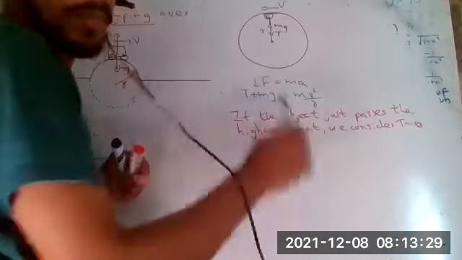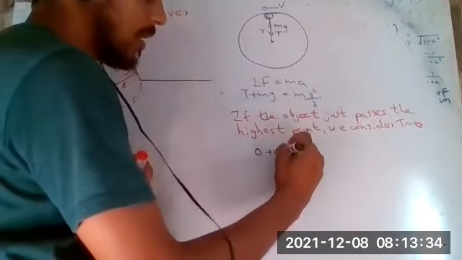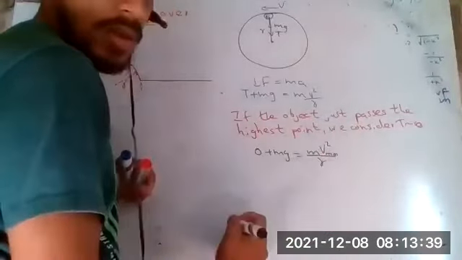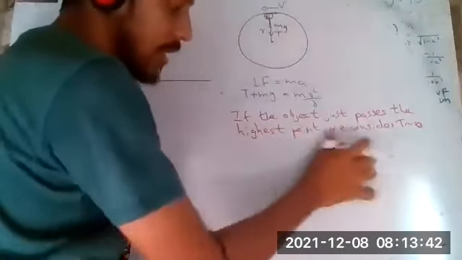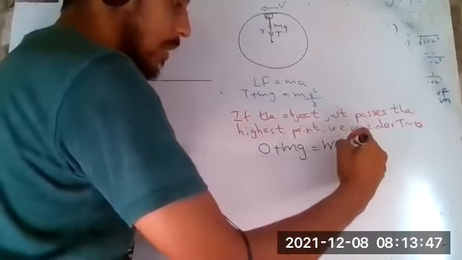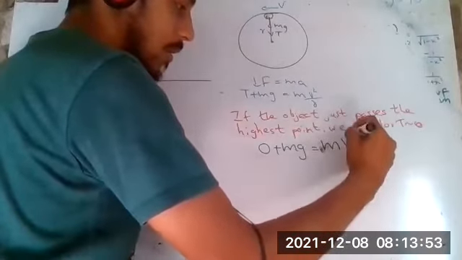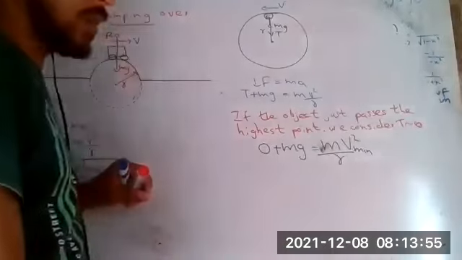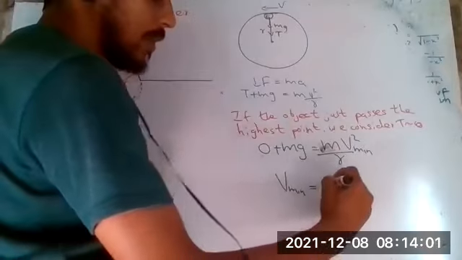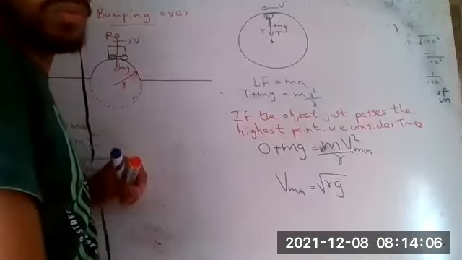Right. Now let's see. So v min: 0 plus mg equals m v min squared over r. Right? If I write it a little bigger, 0 plus mg equals m v min squared over r. So now m will cancel. v min will be equal to root rg. Will be equal to root rg.